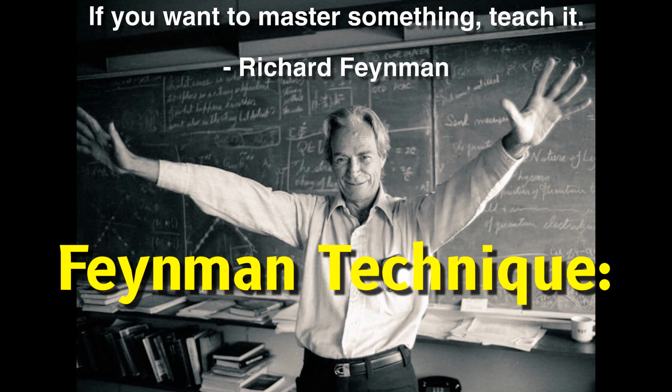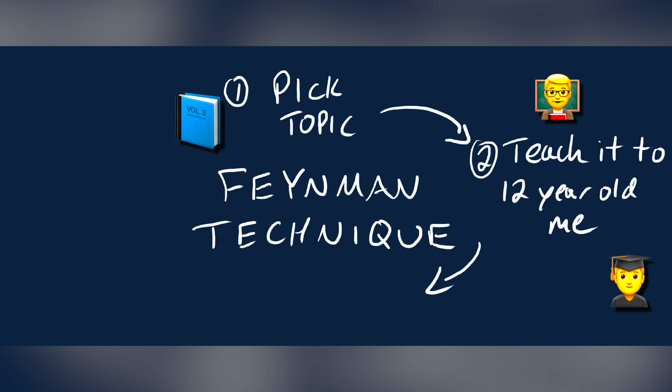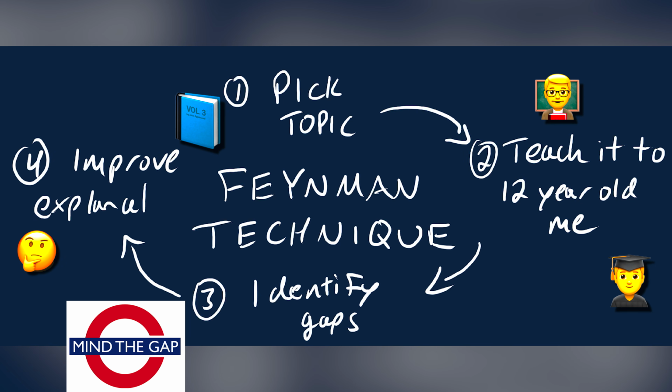The Feynman Technique is one of the best ways to learn effectively. You pick a topic, you teach it as simply as possible, for example, to 12-year-old you, and as you go through this explanation, you identify gaps in the explanation where you struggle to explain it simply. Finally, you improve your explanation by filling in the gaps with research and reflection, and then go back to the explanation step.